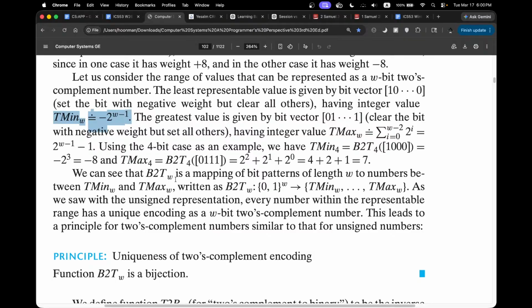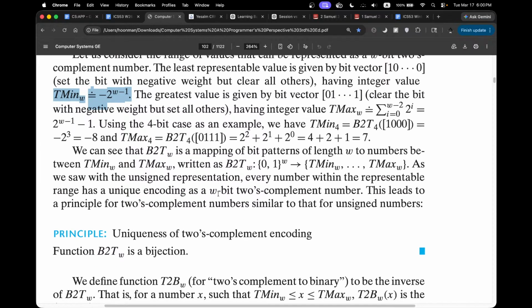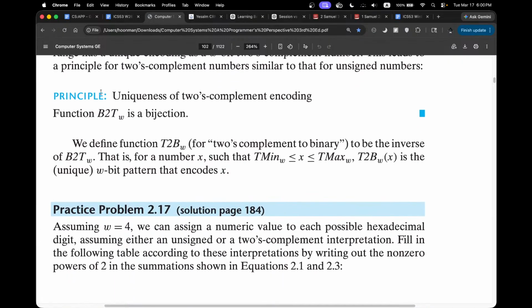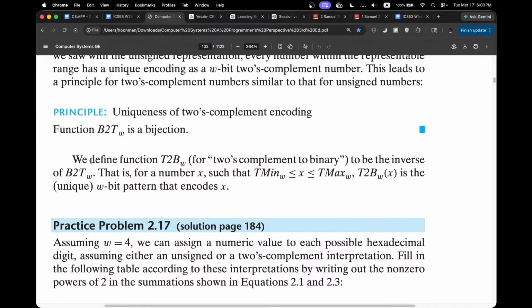You can see that T mapping is a mapping of bit patterns of length w to numbers between T-min and T-max. As we saw with the unsigned representation, every number within the representable range has a unique encoding. It's a principle. So uniqueness is also a unique encoding. We define the function T to B, 2's complement to binary, to be the inverse. It's the unique, okay.